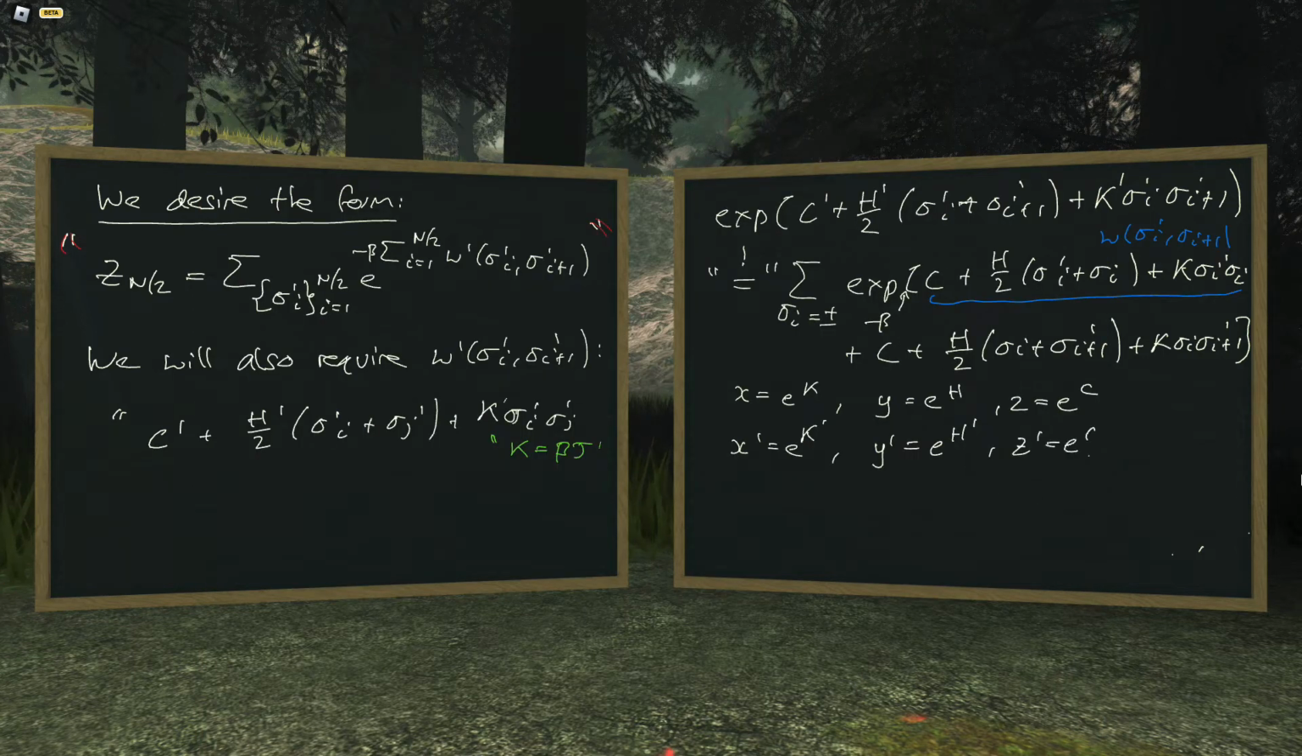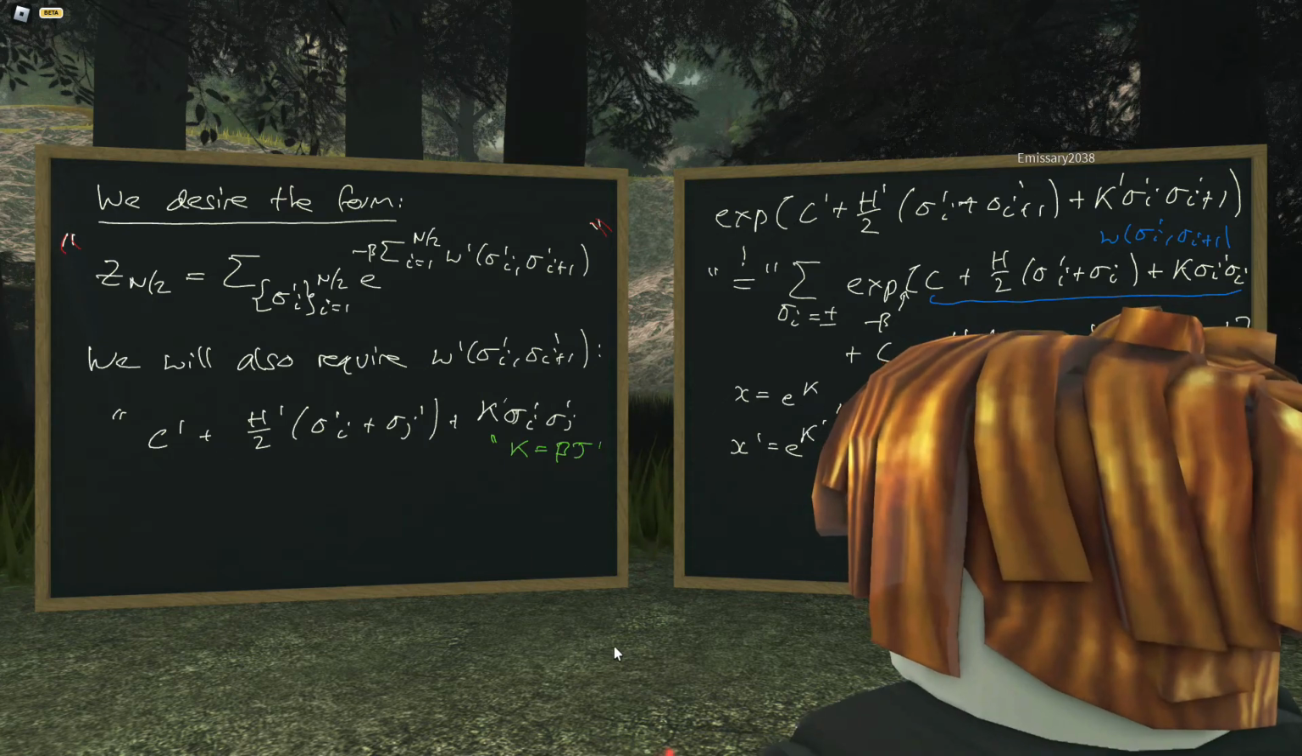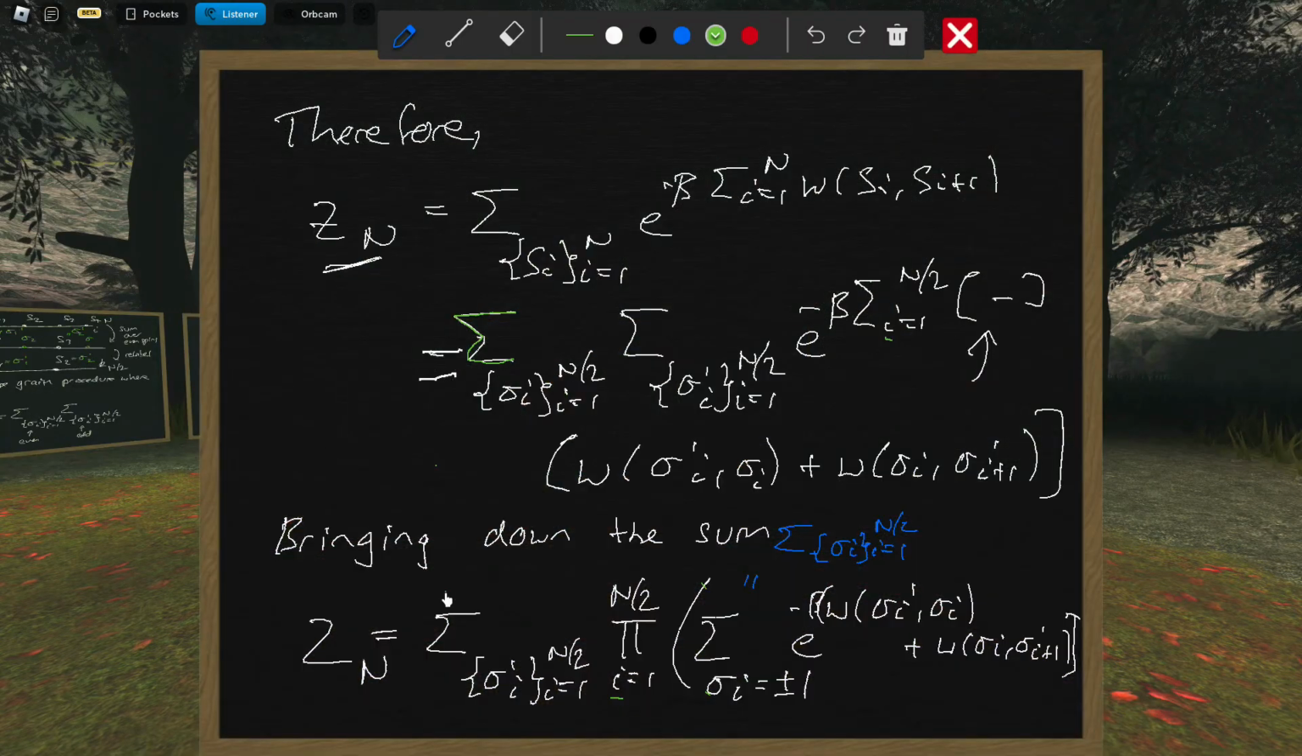Because if we can do that, then we go back two boards ago and replace that term inside the brackets by an exponential. Then we'll be close to getting the form on the top of the left-hand board. Yes.